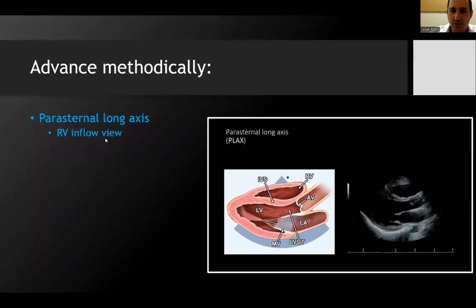So as you recall, there are 4 or 5 basic windows. So you have your parasternal long axis view, where you're seeing the left atrium, the left ventricle, the LVOT, and the RVOT right here.